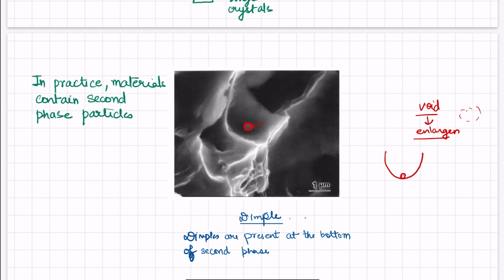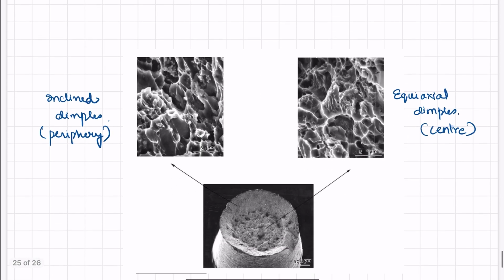Dimples are basically conical features on the fracture surface. Like on our face, we can observe dimples on somebody's face. We can observe dimples that are conical features. The same kind of features are present on the fracture surface when there are second phase particles present. So if you look at the center part, equiaxed dimples form, while at the periphery, because of the shear fracture, inclined dimples form.